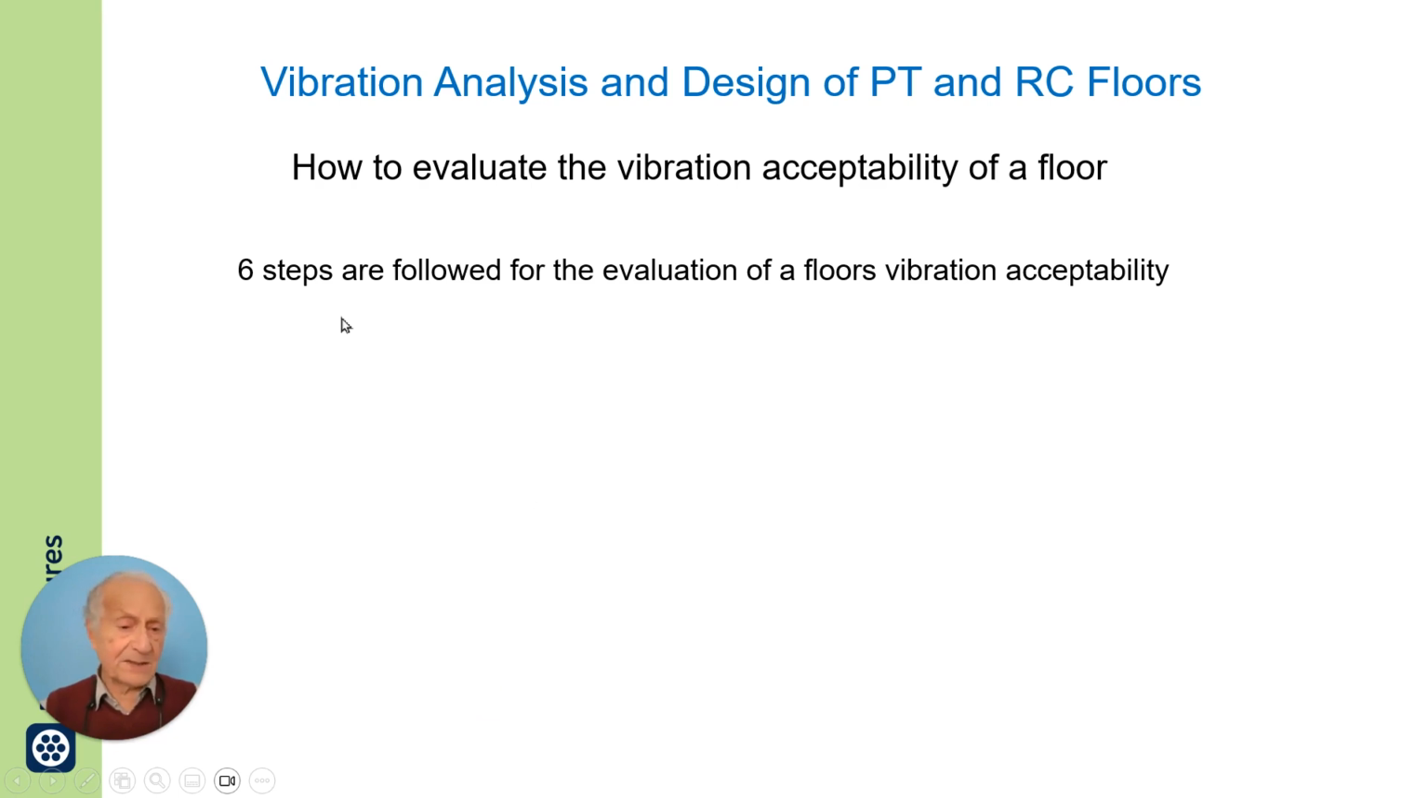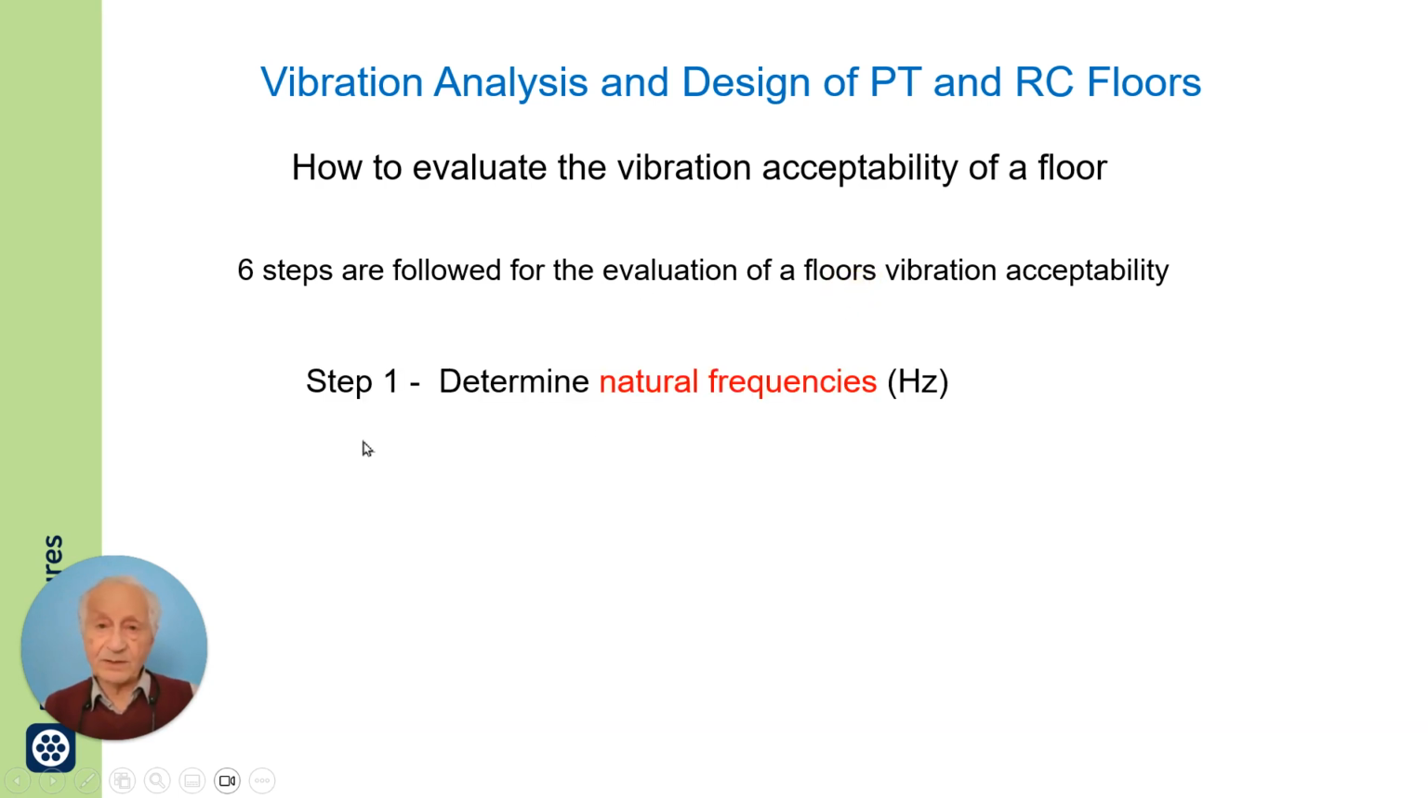Now, there are 6 steps that you follow for evaluation of a floor's vibration. Step number 1, you determine the natural frequency of the floor. The natural frequency depends on the geometry, material properties, and boundary conditions of the floor. That is a property of the structure. That is a structural matter. Then select the exciting force. What is it that causes vibration?